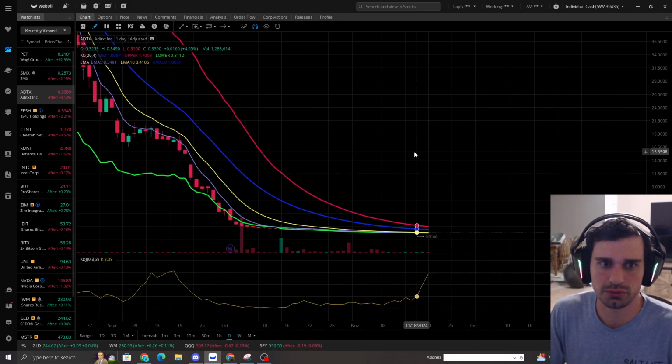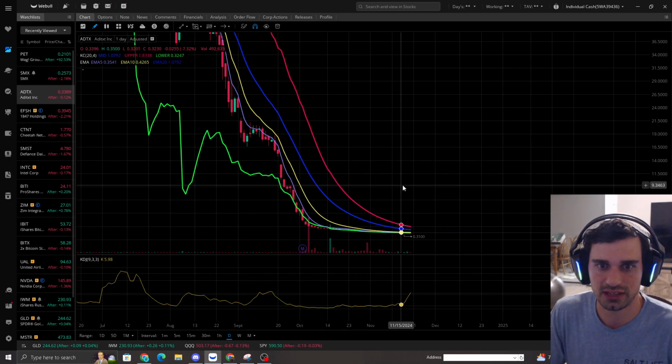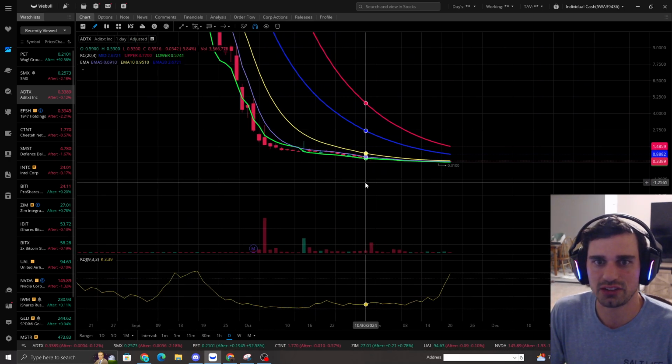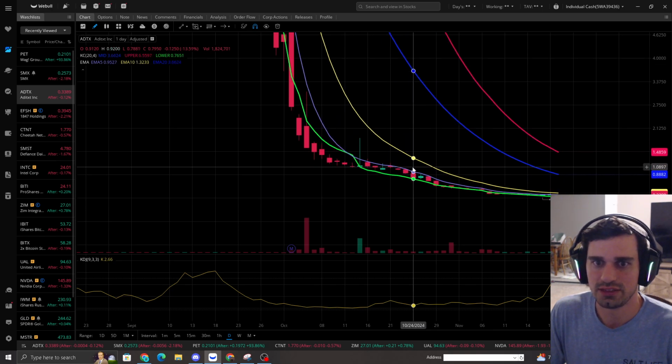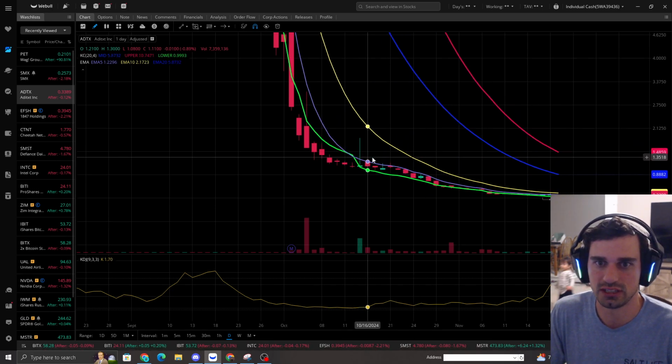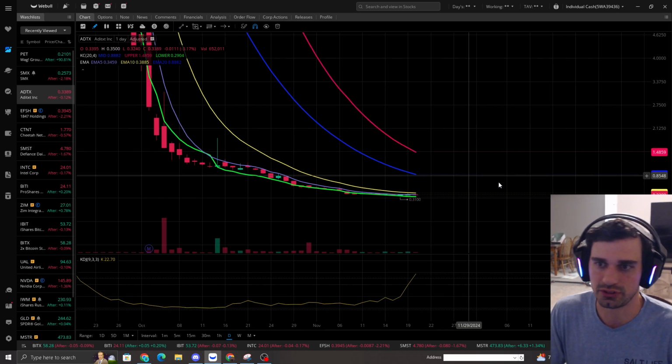Yeah, this thing is extremely oversold, as you can see. I mean, this thing hasn't really had any substantial bounce except for this candle here on 10:15. That was your big bounce, but of course it lost it all.